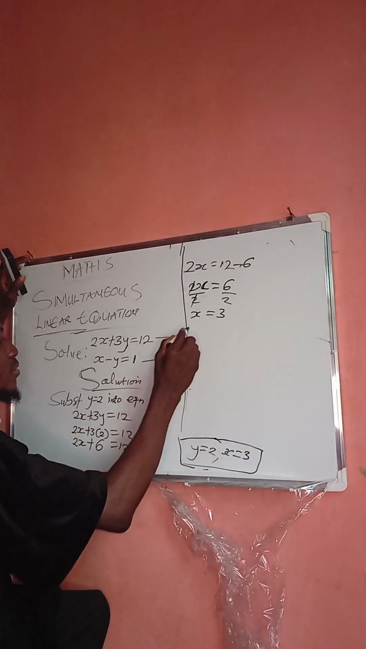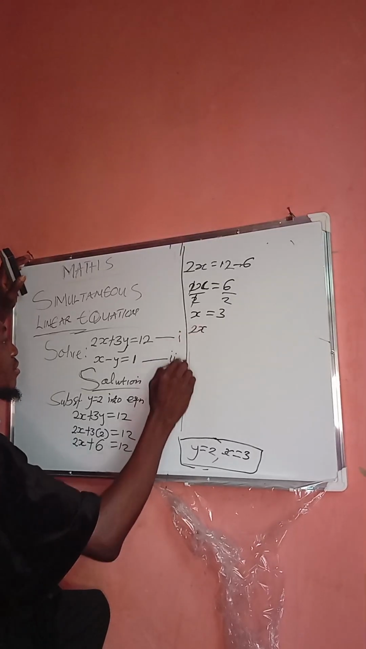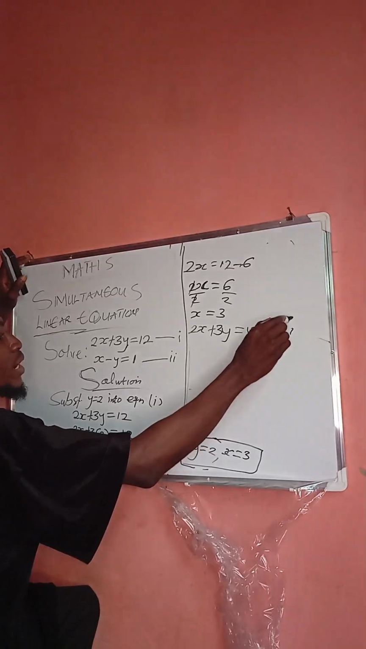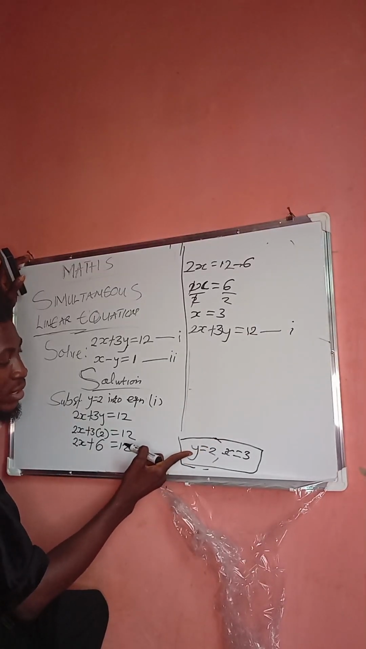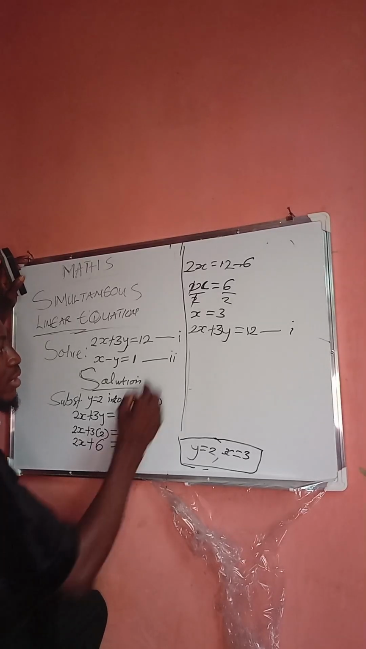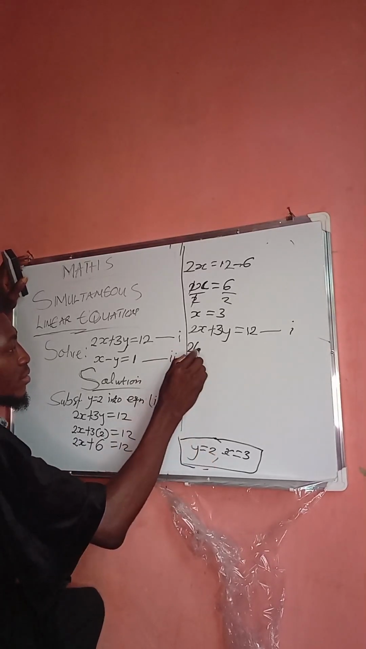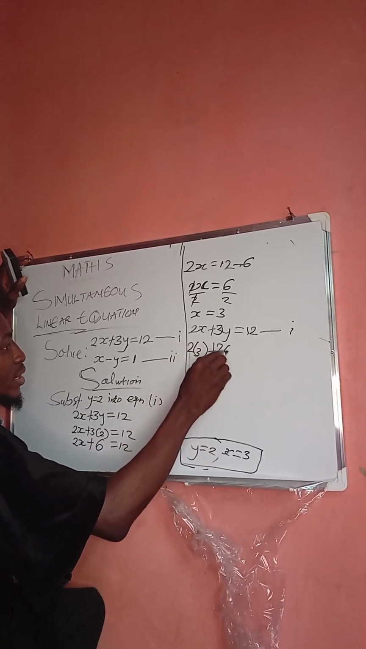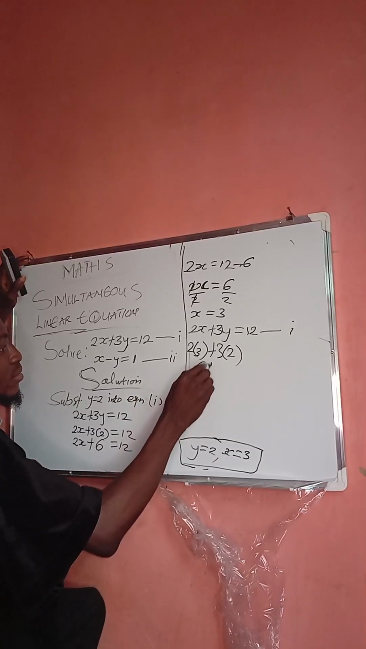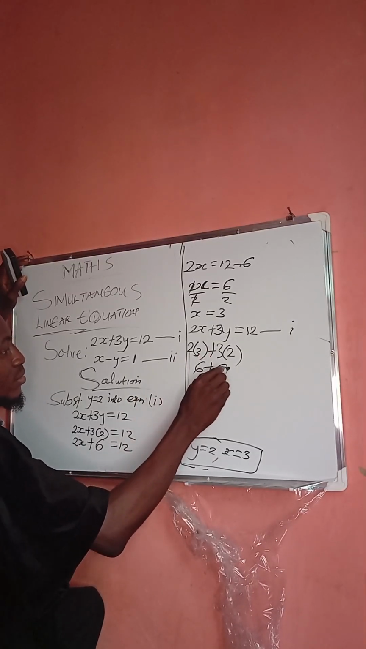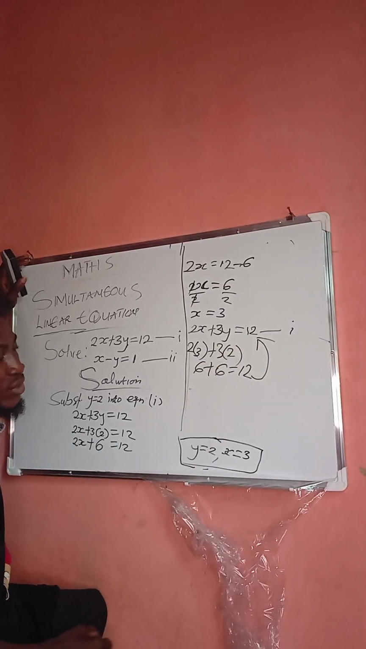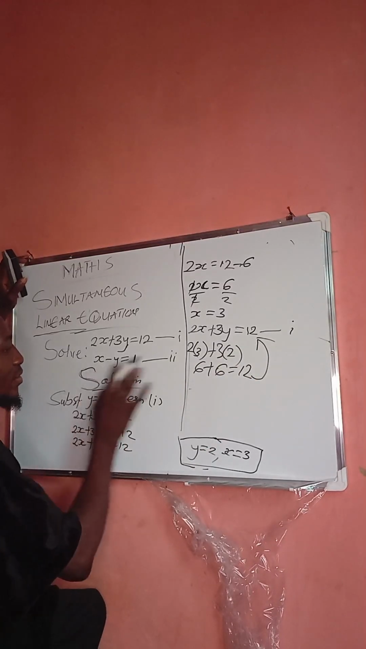The first one is 2x plus 3y is equals to 12. This is our equation 1. So let's verify. Anywhere we see y, we put 2. Anywhere we see x, we put 3, in this equation to see whether it gives us 12. Do you understand? So now 2 into bracket 3 plus 3 into bracket 2. What do we have? 2 times 3, 6 plus 3 times 2, 6, which will give you 12. So we verified the first one already.